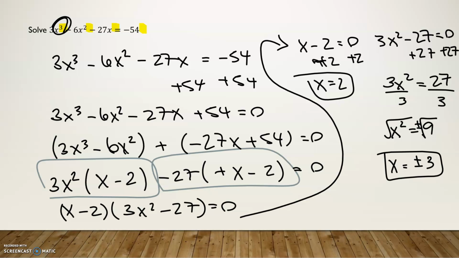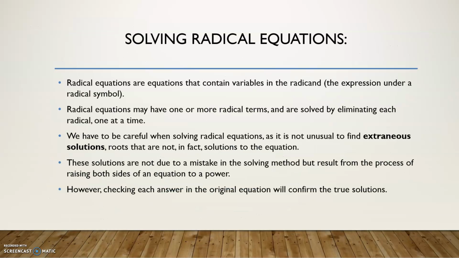There's my third one. Now let's look at solving radical equations. So radical equations are equations that contain variables with a radicand, the expression under the radical symbol. Radical equations may have one or more radical terms and are solved by eliminating each radical one at a time. So just take it a step at a time.